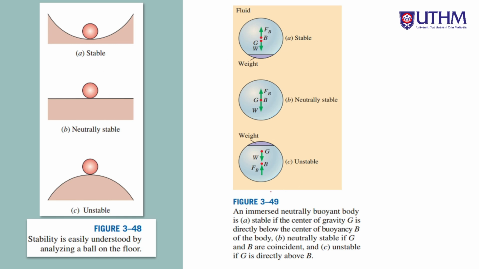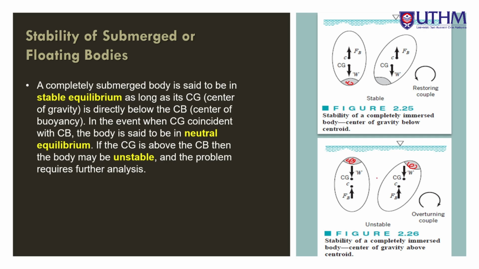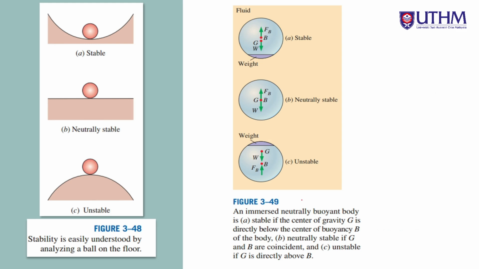Okey. Figure sini sama macam tadi. Sama macam figure yang kita dah lihat tadi. Figure 2.25 dan figure 2.26. An immersed neutrally buoyant body is A. Stable, if the center of gravity G is directly below the center of buoyancy.